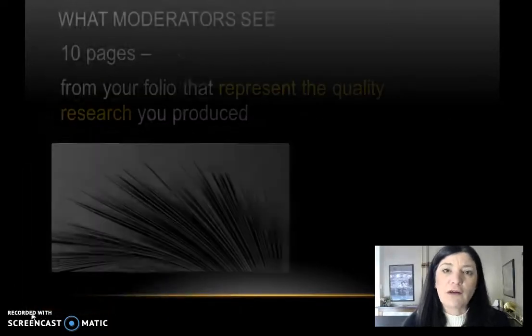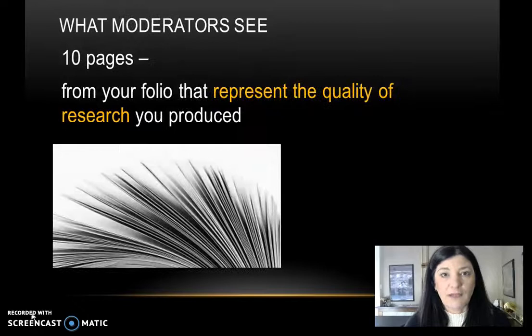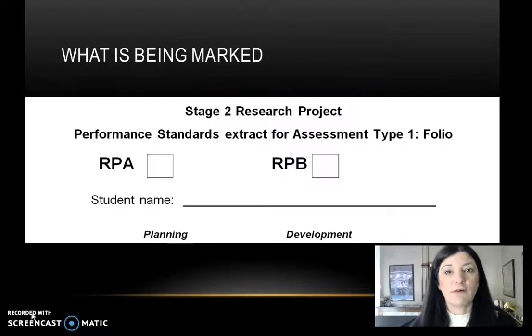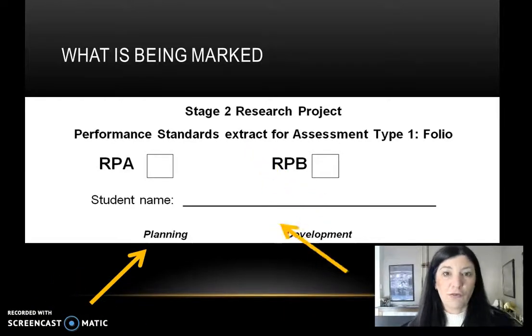But what the moderators actually see is 10 pages which represent your folio. As you can imagine, they can't have 30,000 folders sent into head office because there just wouldn't be enough room to store them all. So these 10 pages need to represent the quality of research that you've undertaken throughout your research journey. We're actually marking two areas, that's planning and development, and it's the same whether you're doing research project A or research project B.